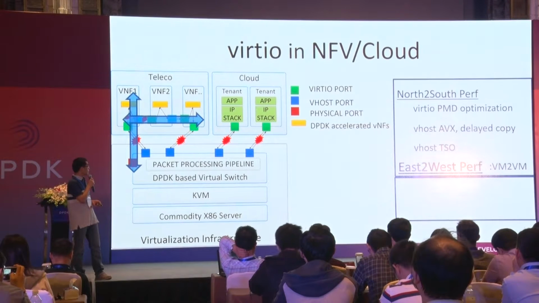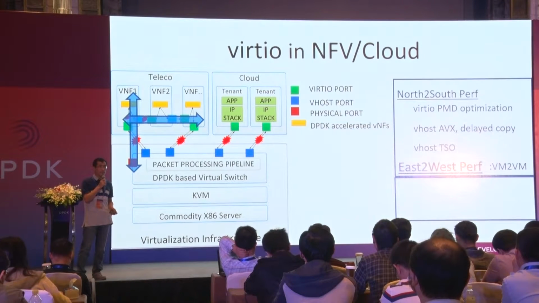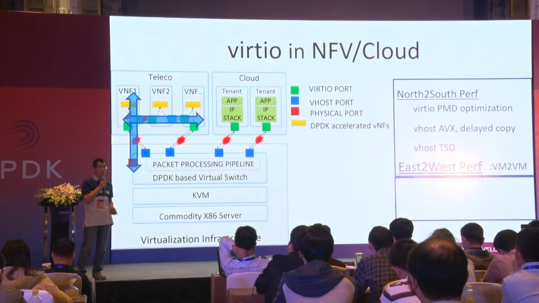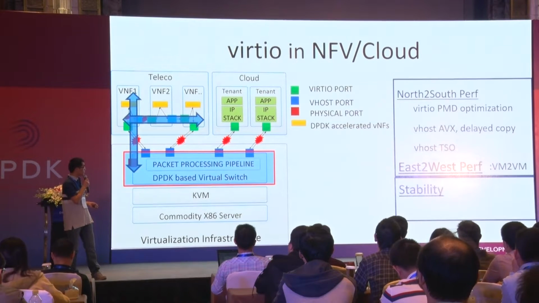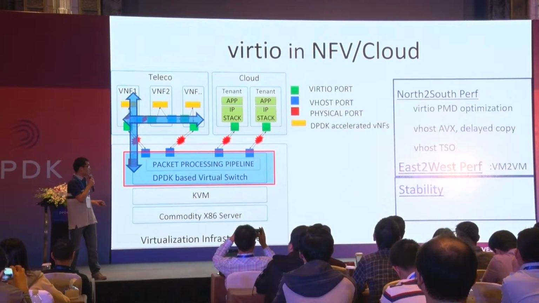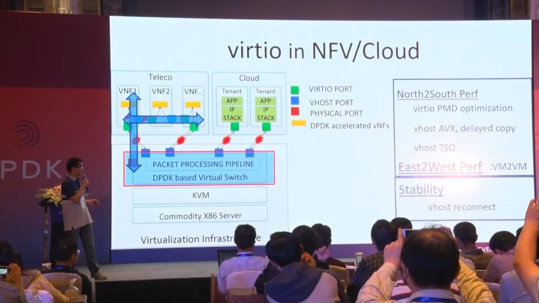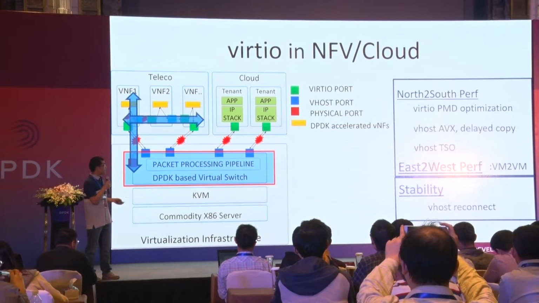The second issue is about stability. Why stability is a difficulty? It's because DPDK-based virtual machine is a user layer. If the user application crashed or if it is killed, it will significantly be a disaster for the service provider. The VM may lose contact with the outside world, so we provide the Vhost reconnect technology, which supports the rebooting of Vhost and restarting the connection with the front end and also other recovery features.